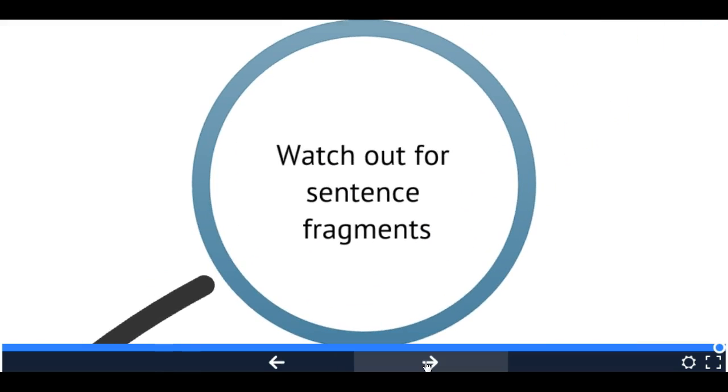Watch out for sentence fragments. This is part 1. If you need more, do part 2. Sentence fragments mean something is missing, so fix it.